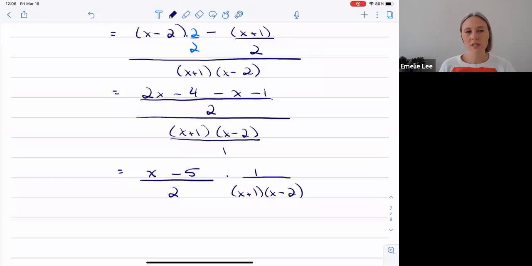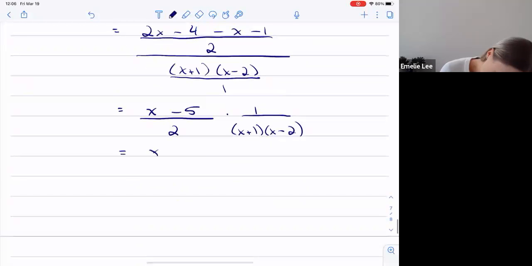I wouldn't bother expanding this because, well, one, I hate factoring. So if I ended up having to use this later, I would rather have it factored already, and so I like to keep them factored. But also, I don't see a way that I can cancel x minus 5, just glancing ahead. If there was an obvious way to cancel x minus 5, then of course go for it, but there isn't. So then we just end up with x minus 5 over 2 times x plus 1 times x minus 2.